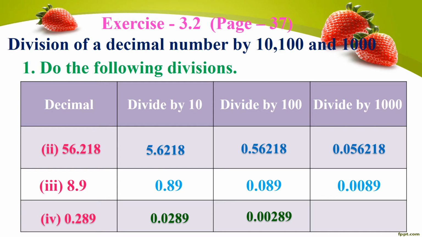Now, we have to divide by 1000. We have to shift 3 places to the left. The decimal point should be shifted 3 places to the left. On doing so, we get the result 0.000289 as the result.